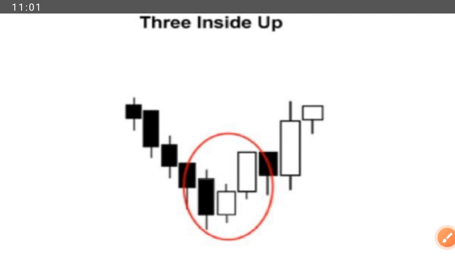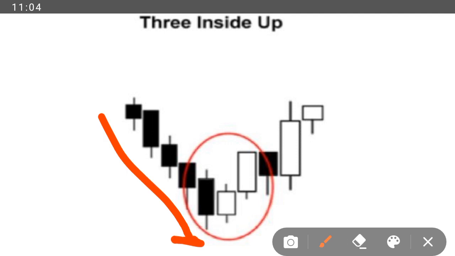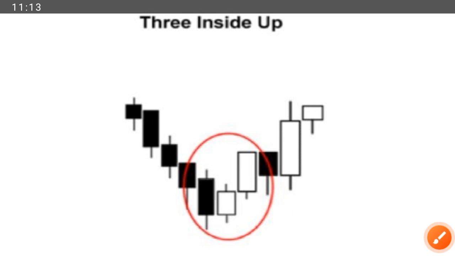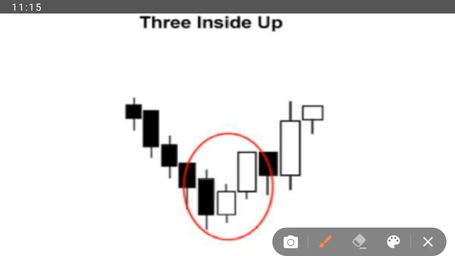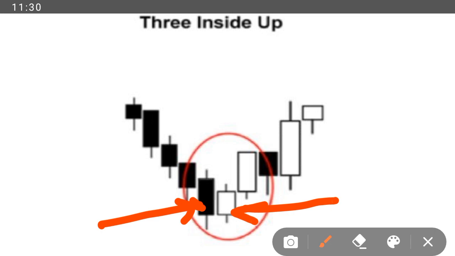Look at it. There was a downtrend. Then suddenly this occurred. This is the first candlestick, a bearish candlestick. Then after that, a bullish candlestick was formed, and it must close at the midpoint of the first candlestick or above the midpoint.